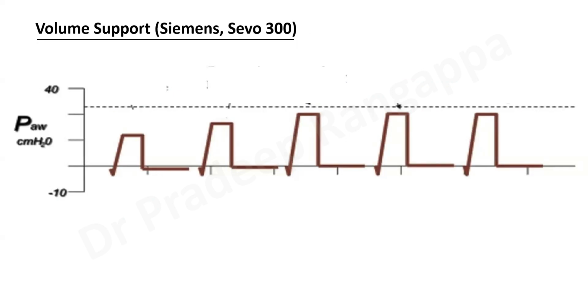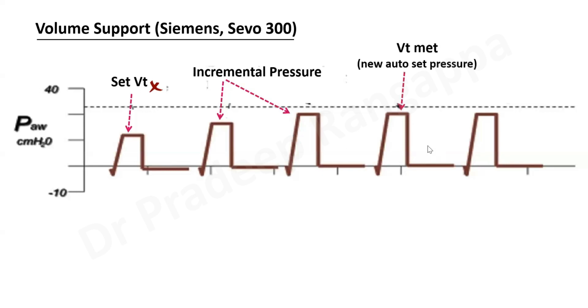So you just read these graphs, very intuitive. Here you have set a tidal volume. With this pressure, you are not achieving the set tidal volume. The ventilator senses that to achieve this set tidal volume, there is an incremental increase in the pressure that happens automatically. And once the set tidal volume is achieved, it does not continue to increase.